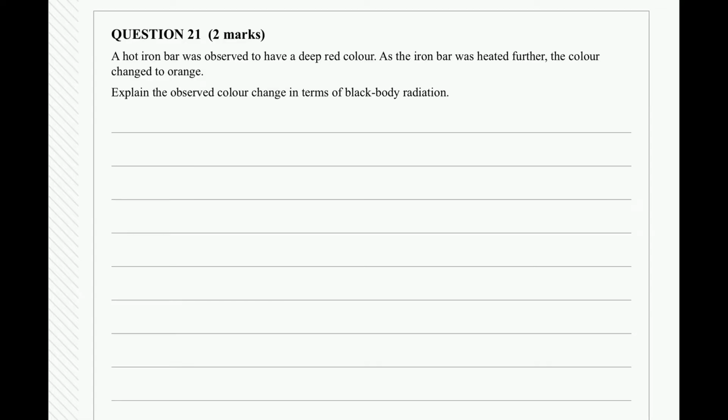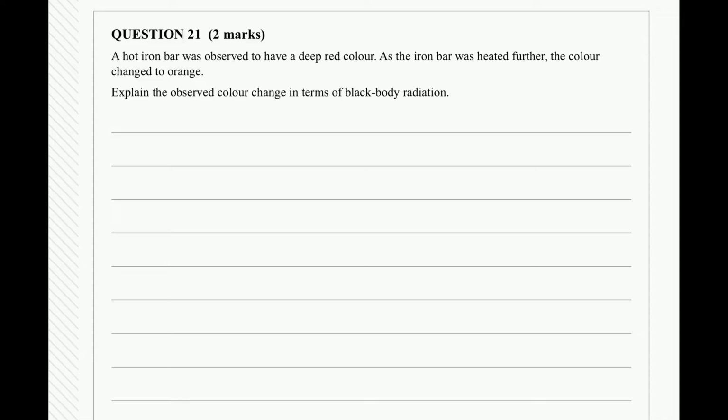All right, so we're on the short response. This is still paper 1 for the 2022 paper, but now we're starting on the short response questions. So question 21: a hot iron bar was observed to have a deep red color. As the iron bar was heated further, the color changed to orange. Explain the observed color change in terms of black body radiation.